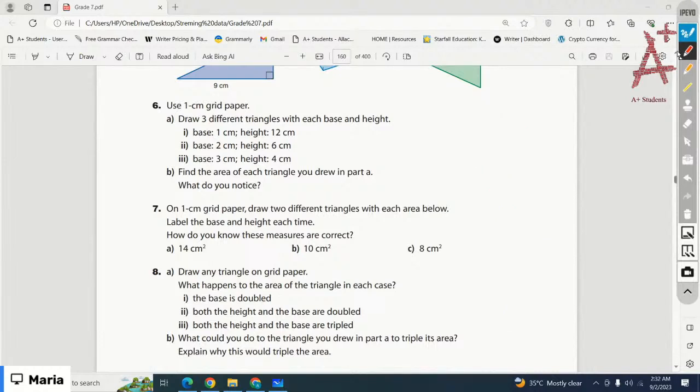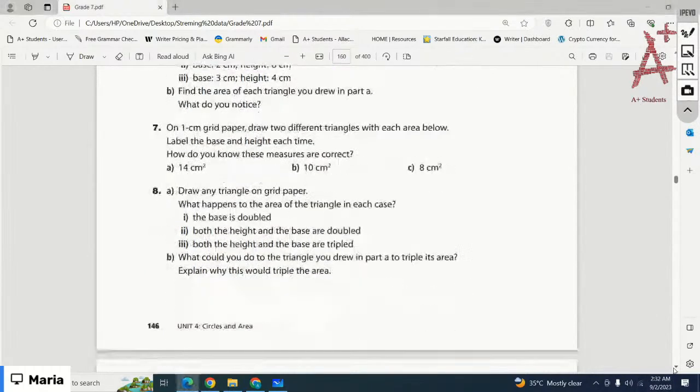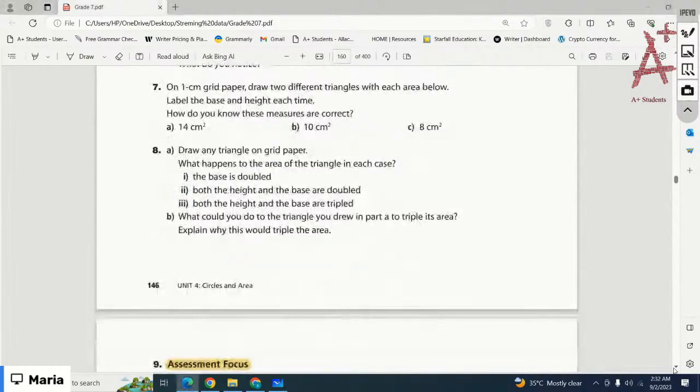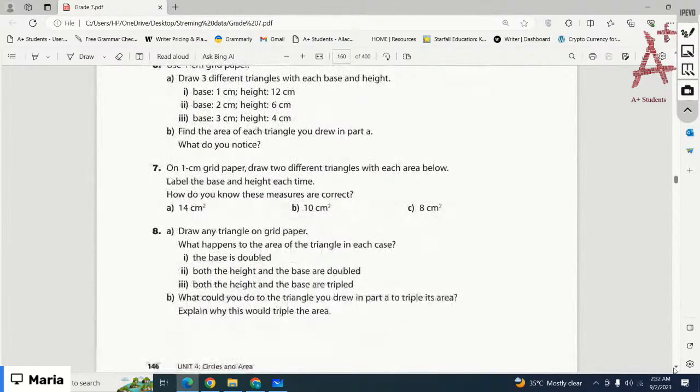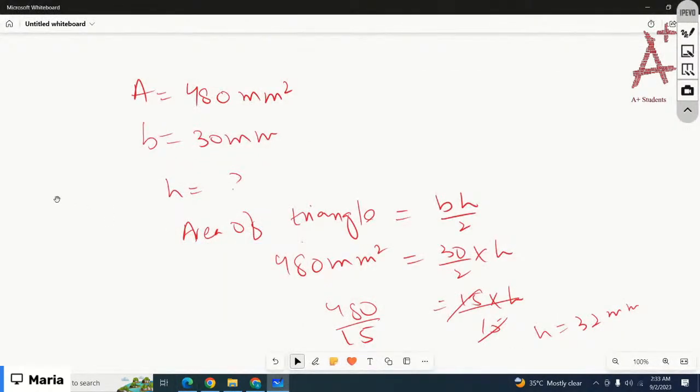Question number 8 is... no, question number 8, no, question number 7. Draw on 1 centimeter grid paper 2 different triangles with each area below. Okay, you're given the area, right? 14 centimeter square. You have to draw a triangle.